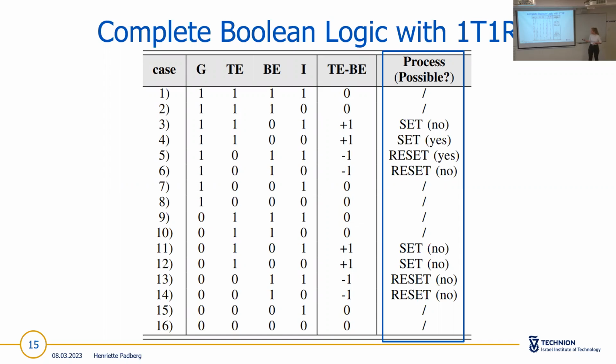So it's not possible when the transistor is closed. So here in these 4 cases, 11 to 14, the G is 0, so the transistor is closed, and the processes can't happen. For the cases 3 to 6, the transistor is open, but it also can't always happen because, for example, in case 3, the cell is already in a low resistance state. So a set process wouldn't change the resistance of the state, and the set can't happen. And the same also counts for the reset here, because here the initial resistance is already 0.